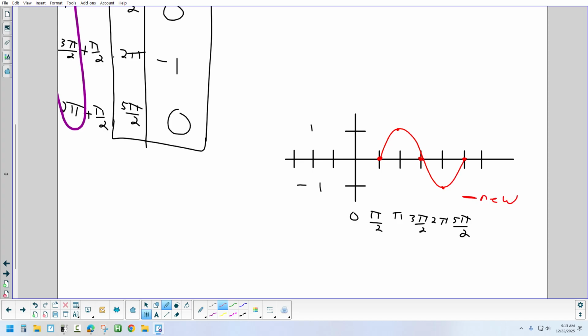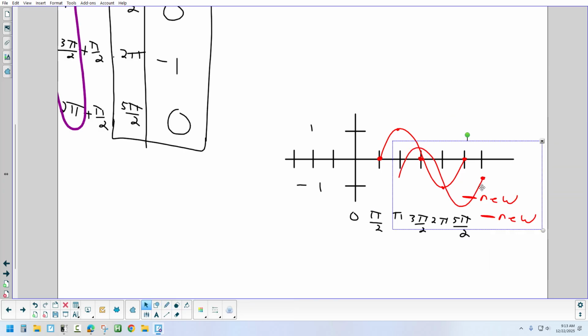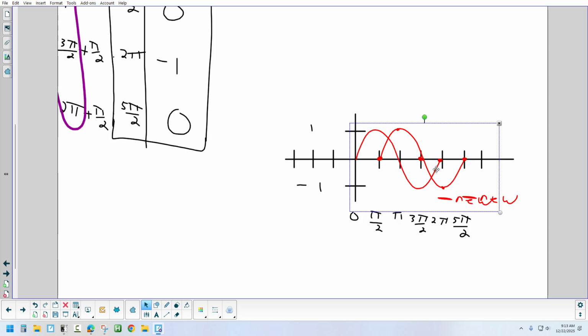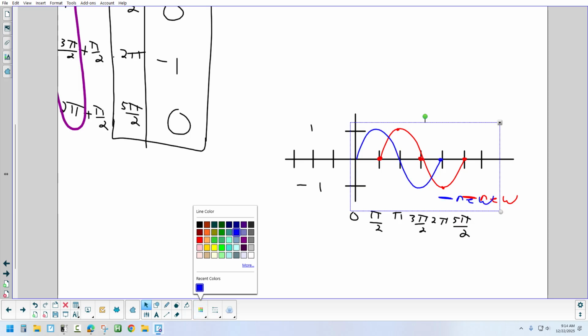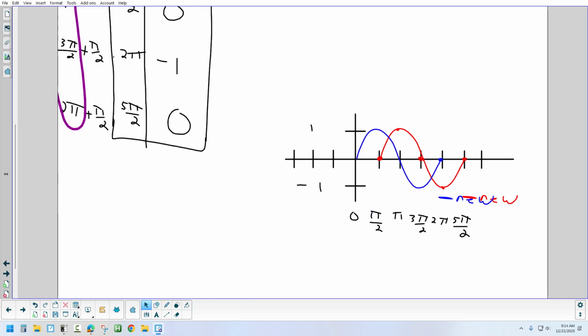That's the new sketch. If you wanted to show the original, it would look something like about like that. Okay, so the one in blue. Oops, let's fix that. So this has been shifted to the right a quarter of a cycle or 90 degrees. Any question on that one?